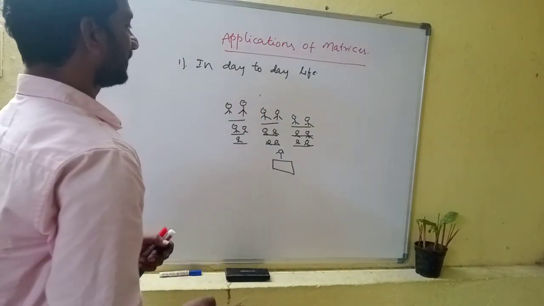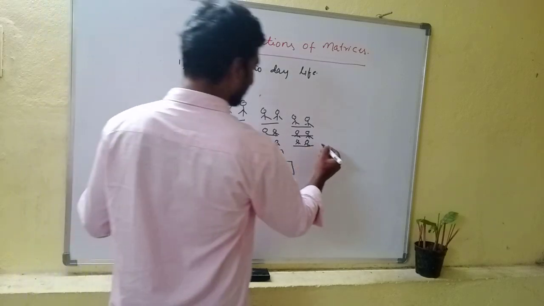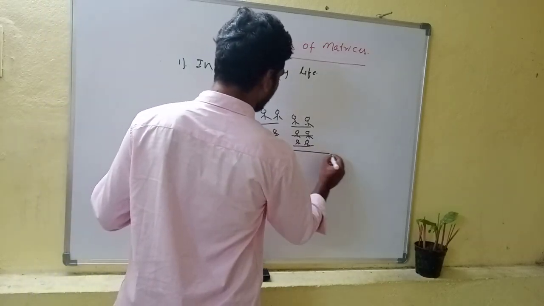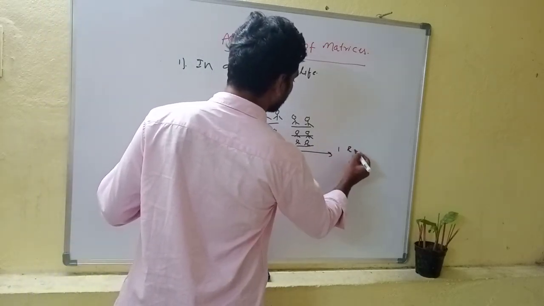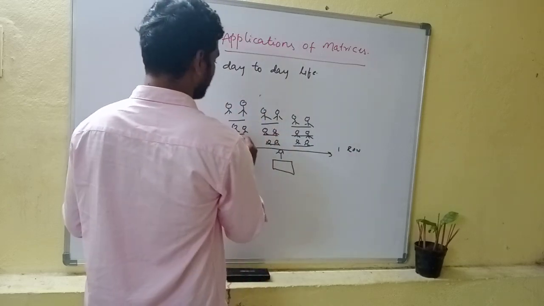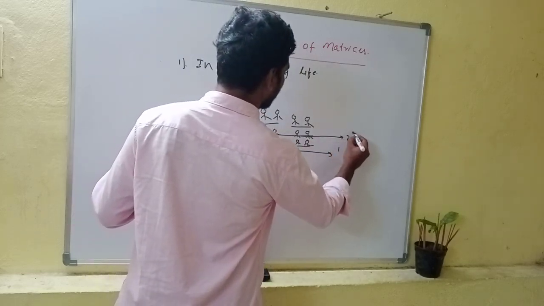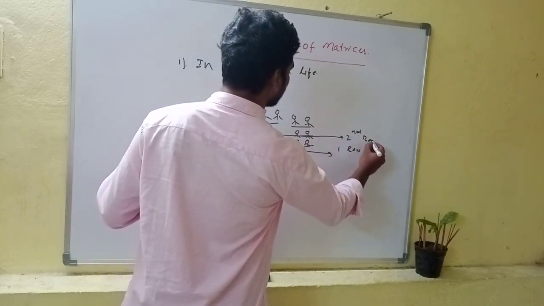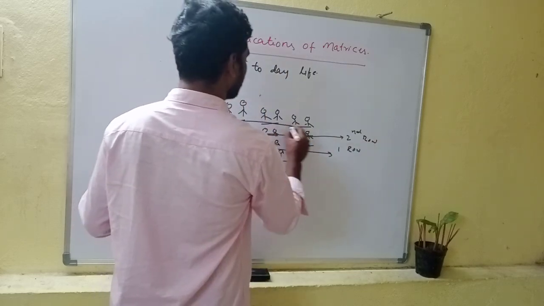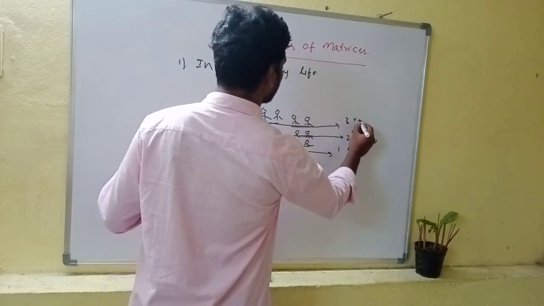So how many rows are there here? This total is one row, right? So this is one row. This is the second row, right? And this is the third row.